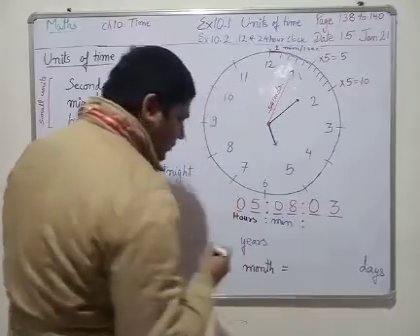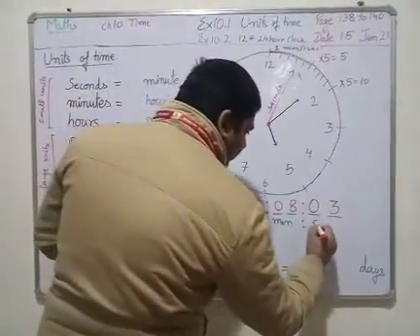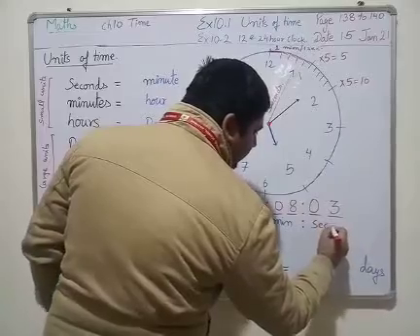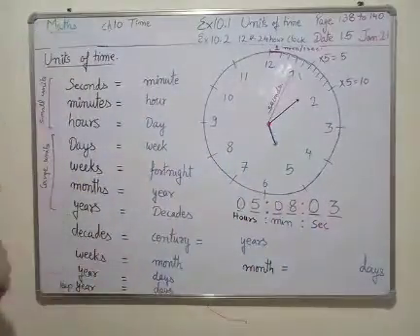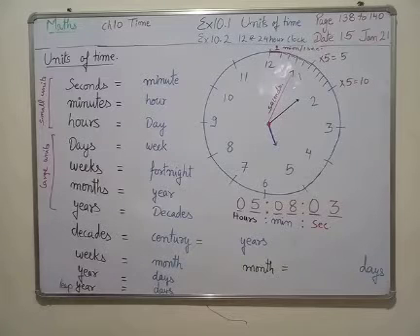Next 2 digits shows the seconds. Okay, so you will understand how to read the time accurately. So let's start. The units of time.